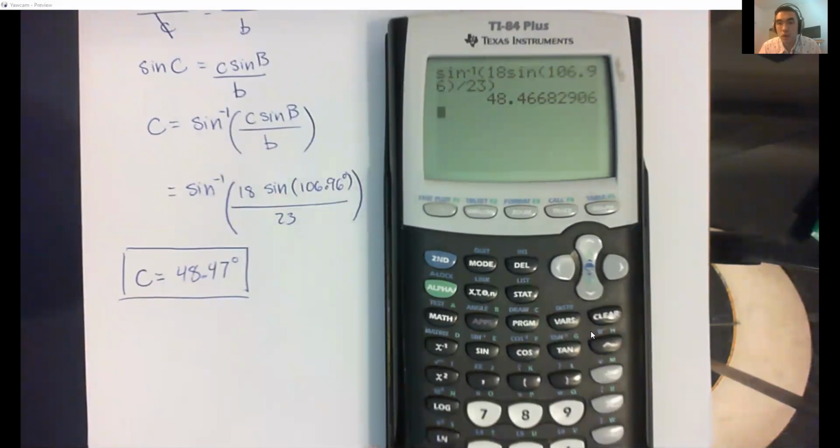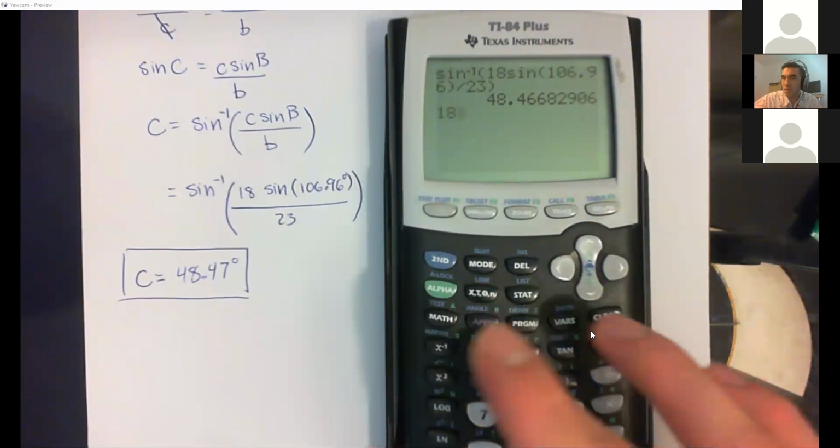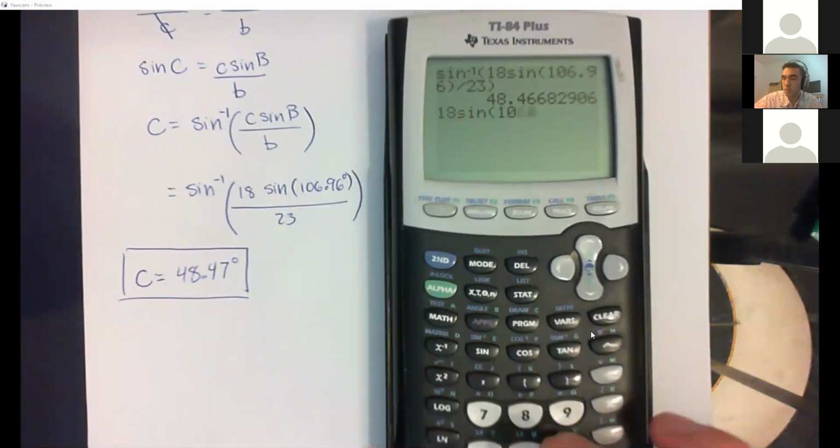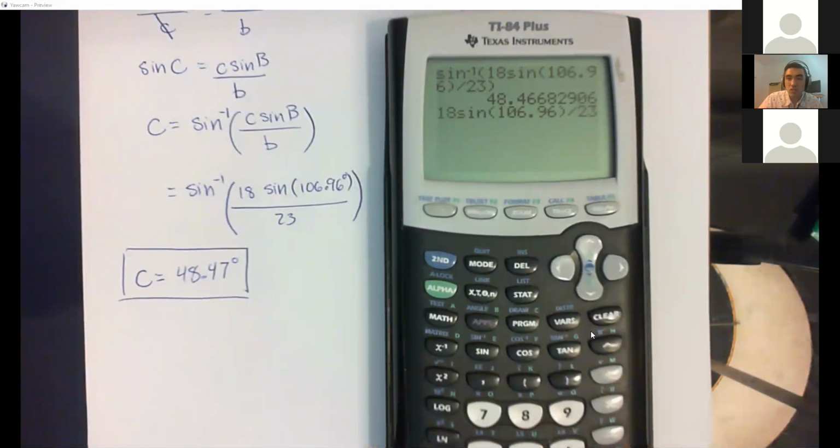Or for a lot of y'all, entering this all together might be difficult. So here's another common way that you can enter it that a lot of people find a lot more natural. A lot of people will want to get the decimal that this ratio is on the inside first. So I can do that first. I can say 18 sine 106.96 divided by 23. So that's just going to give me whatever this wacky decimal is here on the inside.